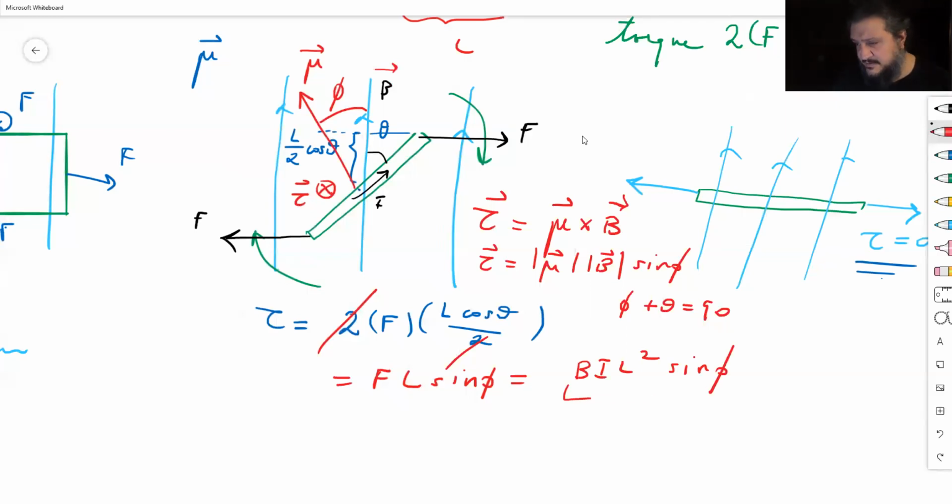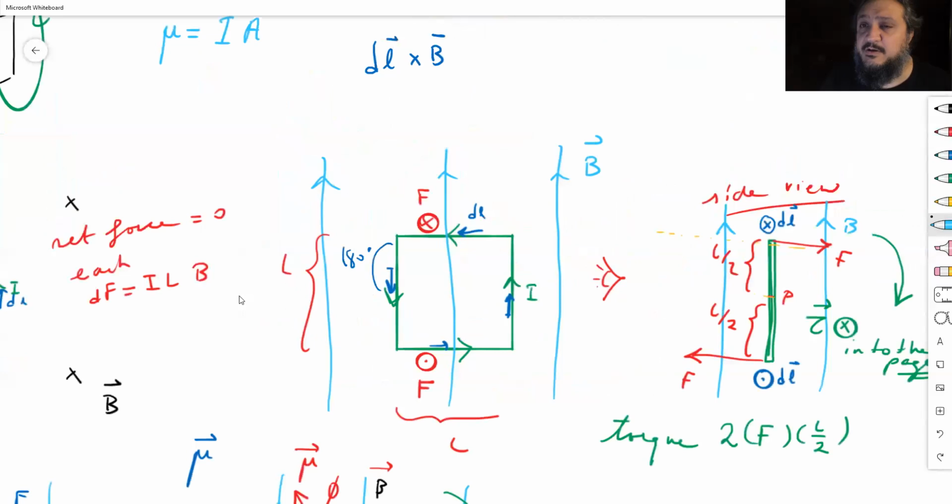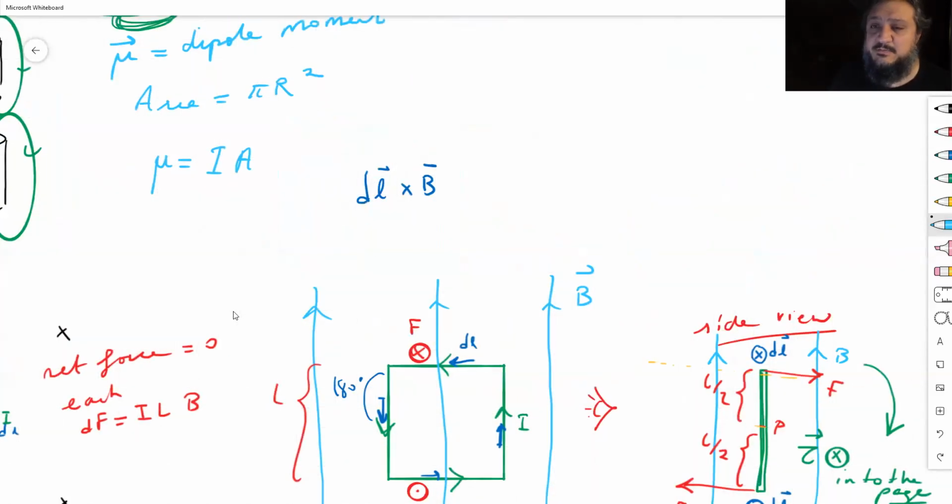Now, if you compare this torque expression to what we have over here, let's circle the things we have in common: sine phi, B. What is left? I L squared, or I times area. That's what mu was, right? Remember in the beginning? Let's go up a little bit here, where we defined mu. It was the current times the area of the loop.